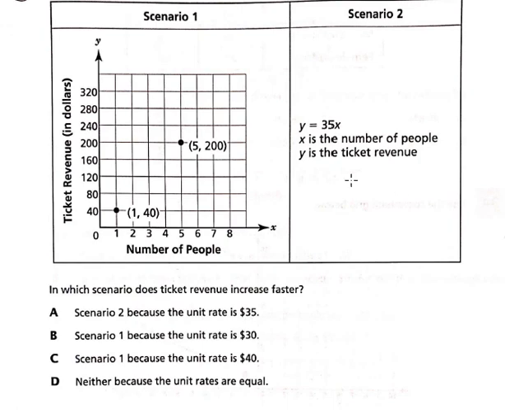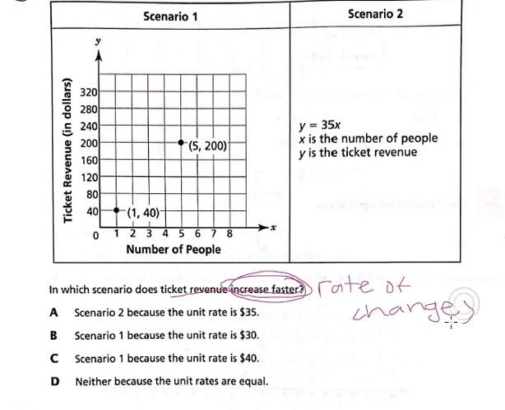All right, so this question is asking us, in which scenario does the ticket revenue increase faster? If it's asking us about increase, it is asking us about rate of change, which we know is the same thing as the slope. Well, when you look at your answer choices here, you don't see the word slope, you see unit rate. Well, unit rate is the same thing as the slope. So when I go to my equation here, this one's really easy. I know that the slope is always attached to the variable, so I know that my slope here is 35.